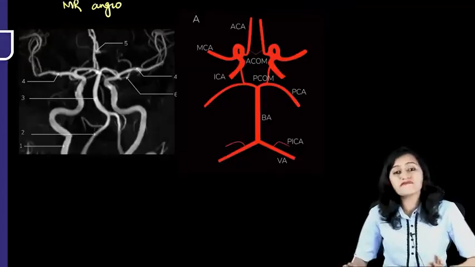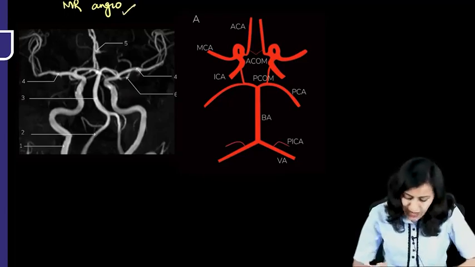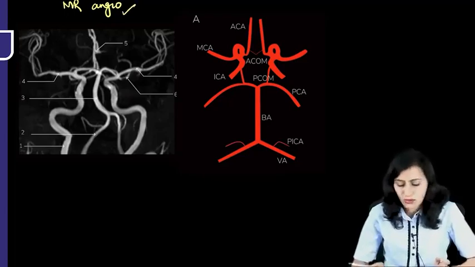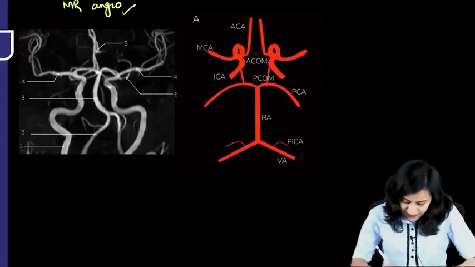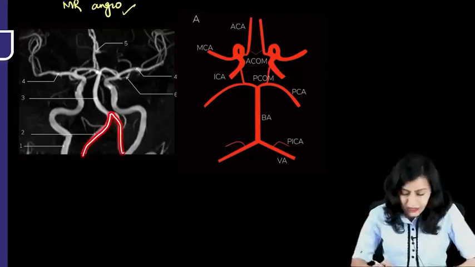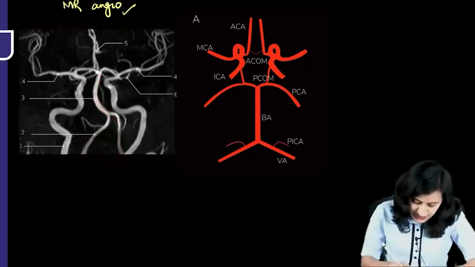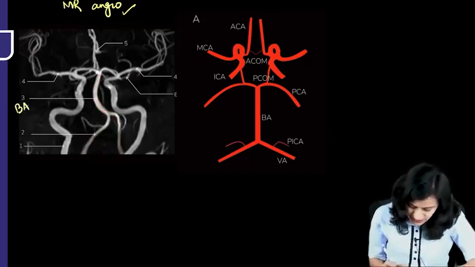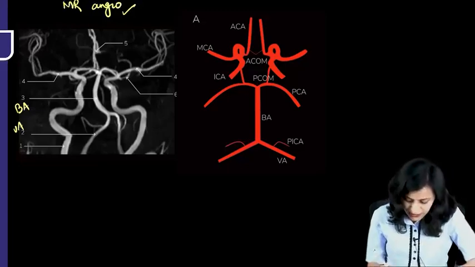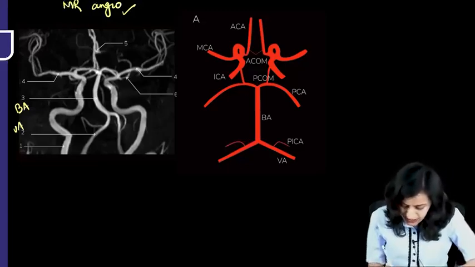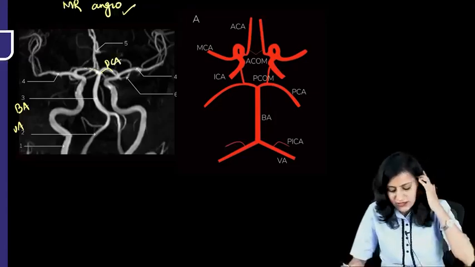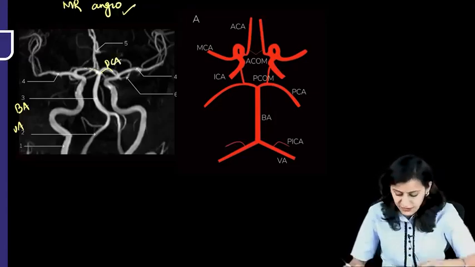Now, next one, going to the vascular anatomy. This is an MR angio because I don't see the white bones. I see the vessels of both sides. So, this vessel here is the vertebral artery. The two vertebral arteries fuse to form the basilar artery. So, number 3 is the basilar artery. This is the vertebral artery. And this basilar artery gives the terminal branch, which is the posterior cerebral artery. Okay, that's the posterior cerebral artery.